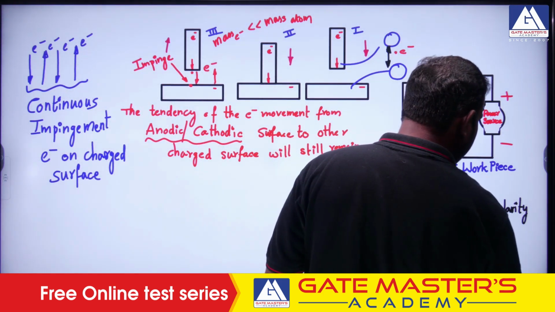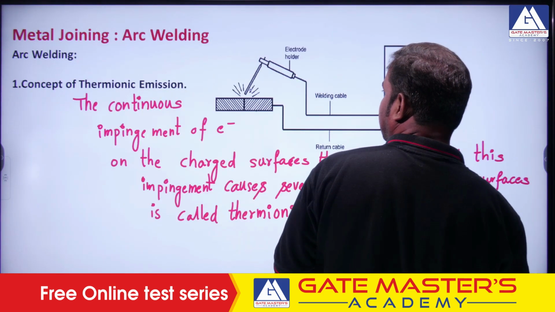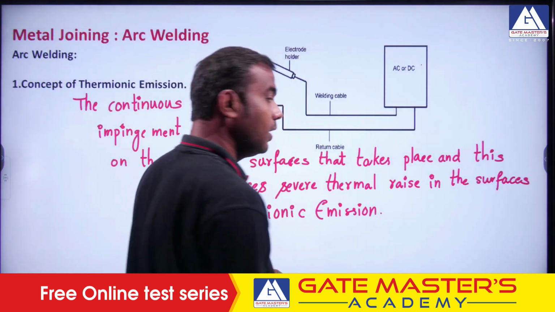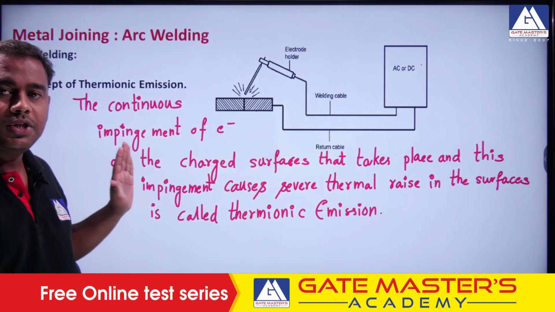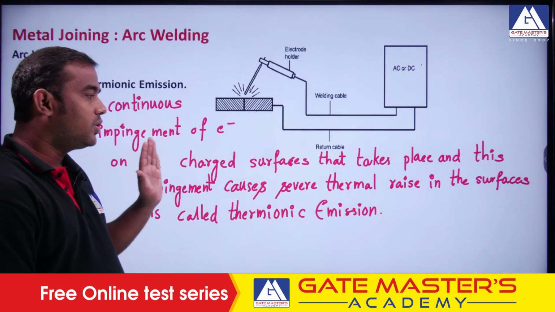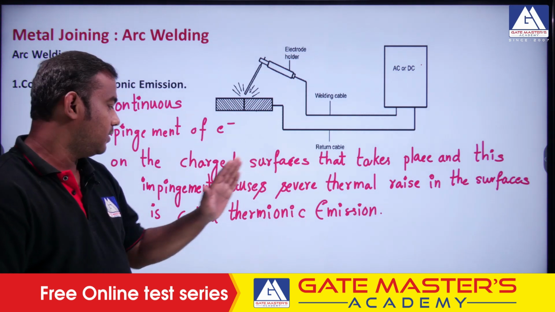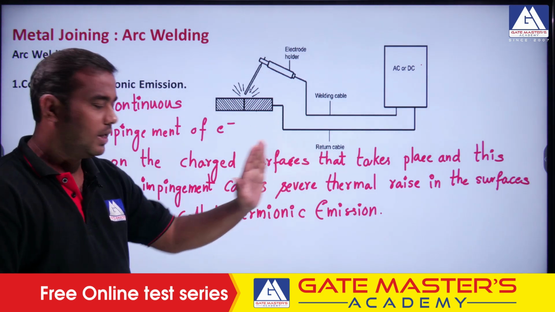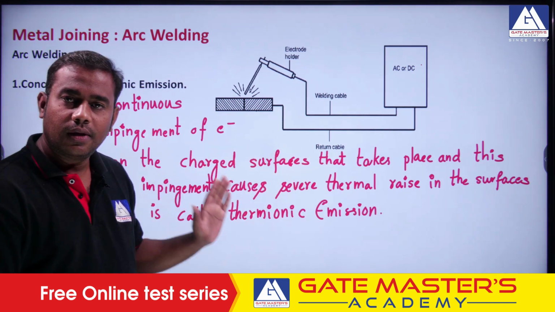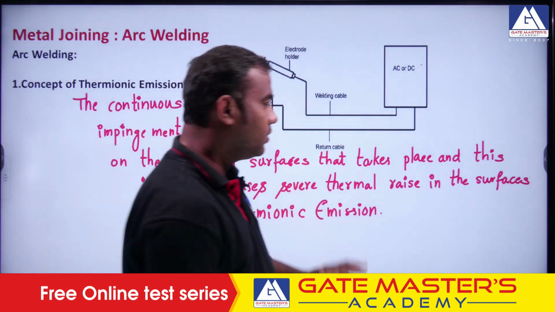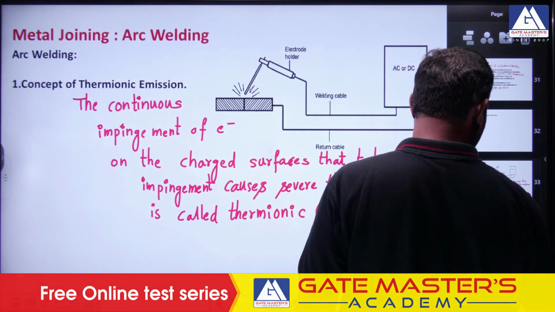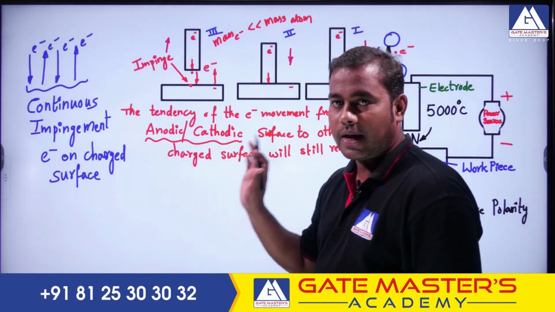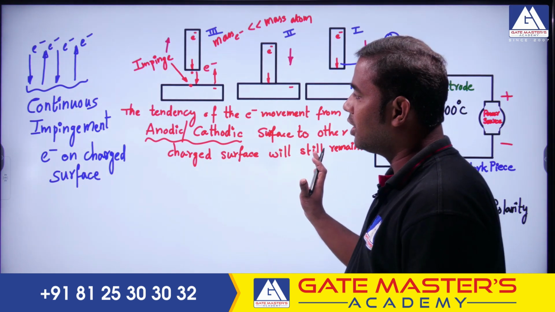Just to have a look at the basic definition here: the continuous impingement of electrons on the charged surface causes a severe thermal rise in the surfaces, and this is called thermionic emission. So this is one definition, and I explained how this emission and everything takes place, right.